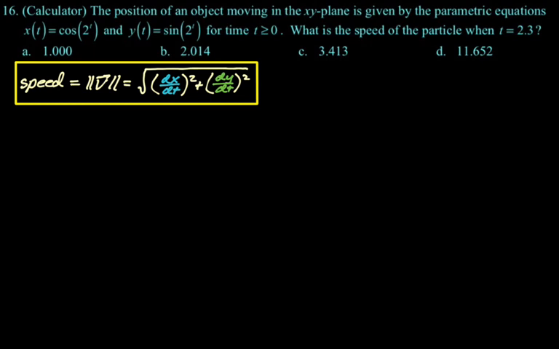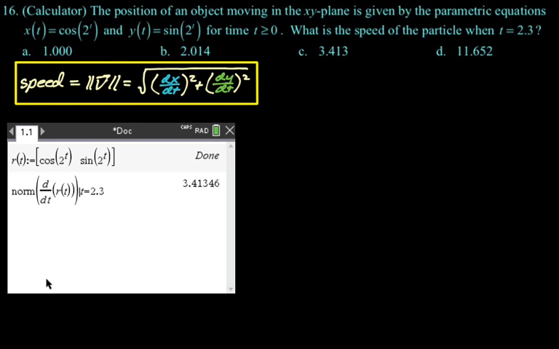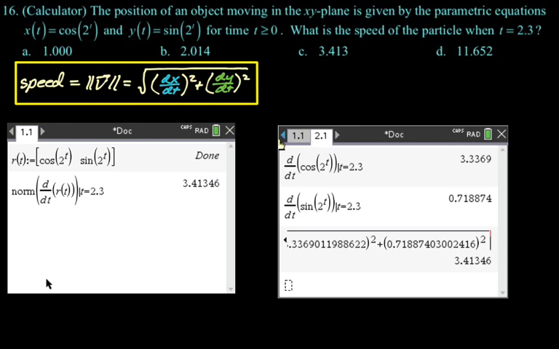So I'm just going to show you two different screenshots in case you like to do it one way or the other. I'm just defining something called r of t for the position, I guess, because usually you use r for position because of radius, I think. So I defined r of t, and then I found the norm, which is the magnitude of the derivative with respect to t of r of t, and I plugged in 2.3, I got 3.413. So that's going to be our answer, but maybe you prefer to do it this way.